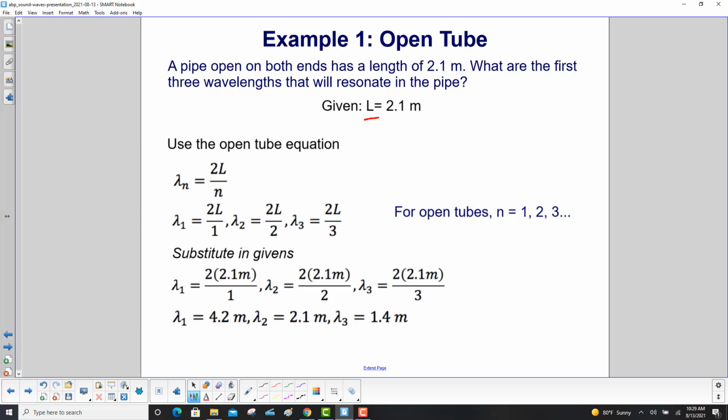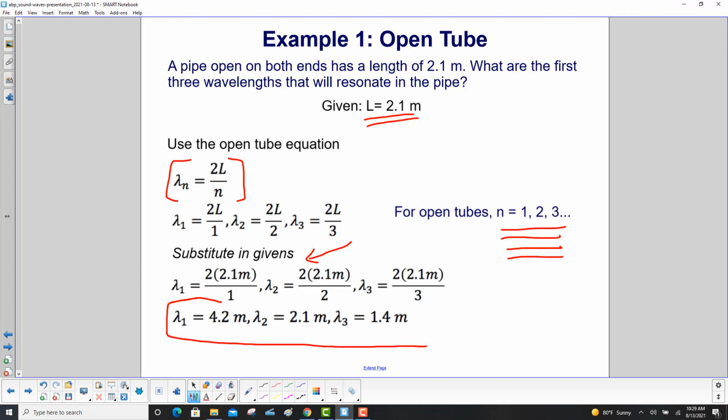Well, we're given the length of the pipe, and we're also told that it's an open tube. So we use the open tube equation, which is 2L over N. So lambda 1 will be 2L over 1, lambda 2, 2L over 2, and lambda 3, 2L over 3. Open tubes have N equal to 1, 2, 3, 4, etc. We then substitute in the givens here, and we get the first wavelength is 4.2 meters, the second is 2.1, and the third is 1.4 meters.